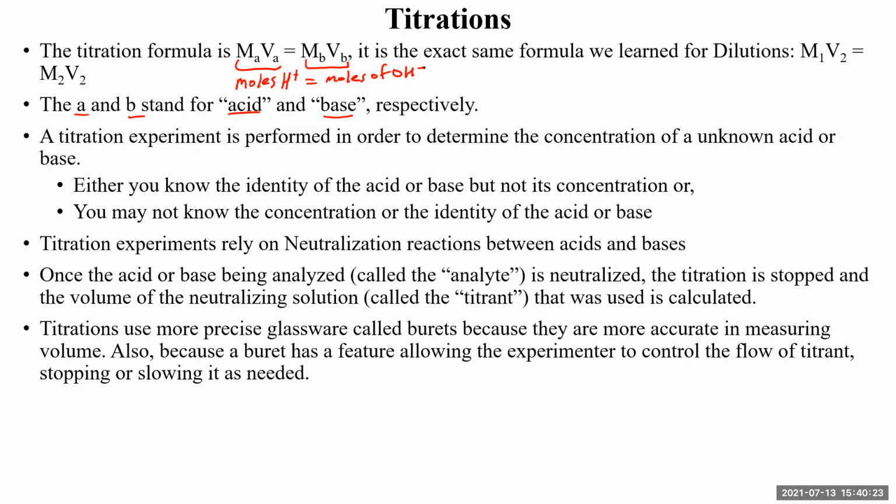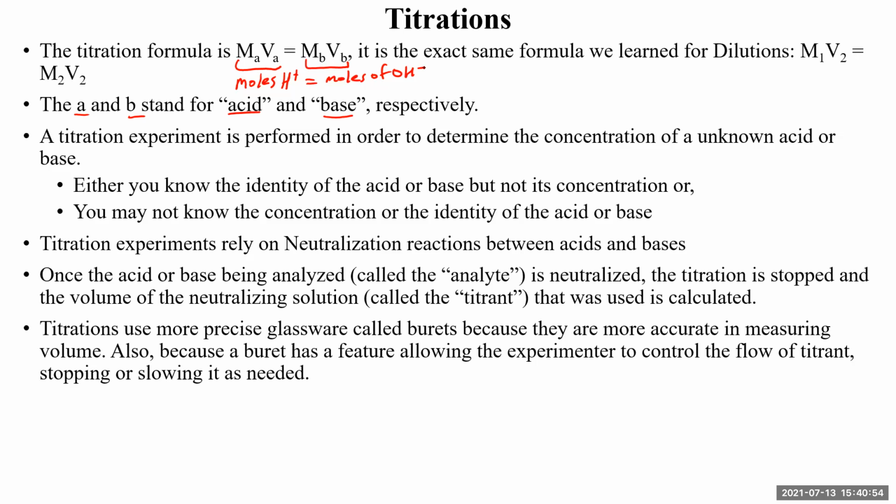So molarity times volume equals moles. Just like in a dilution, when you dilute something, the number of moles of solute stays the same before and after. So the moles of hydrogen ion will equal the moles of hydroxide ion under specific circumstances or under specific conditions. Only at that point are we allowed to apply this titration formula. And that's okay because it is at that point that we can calculate the unknown variable.